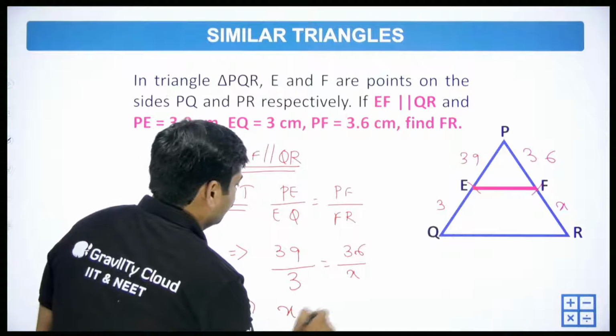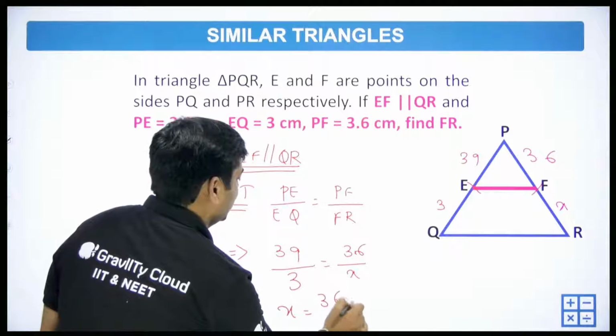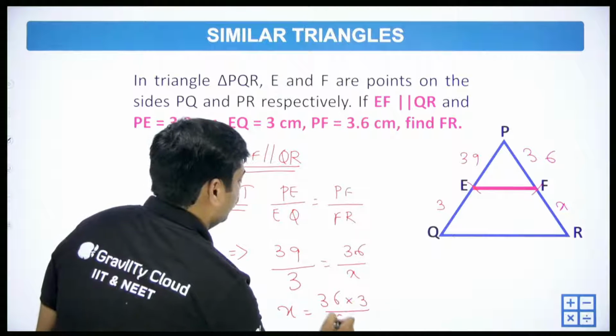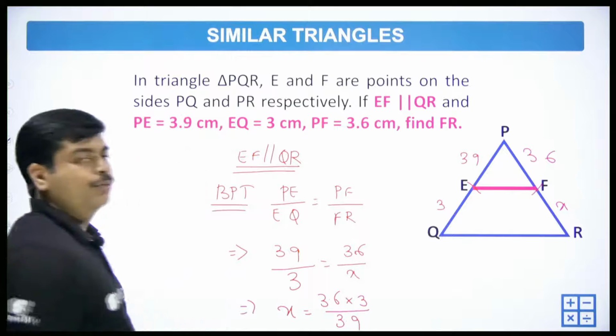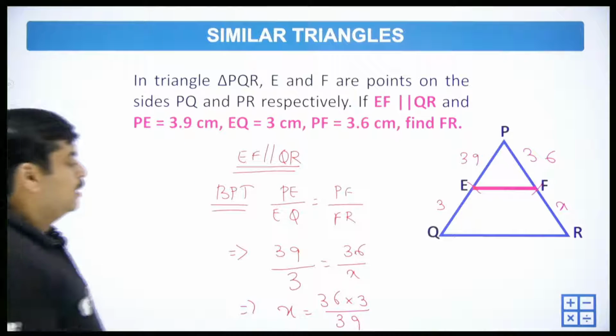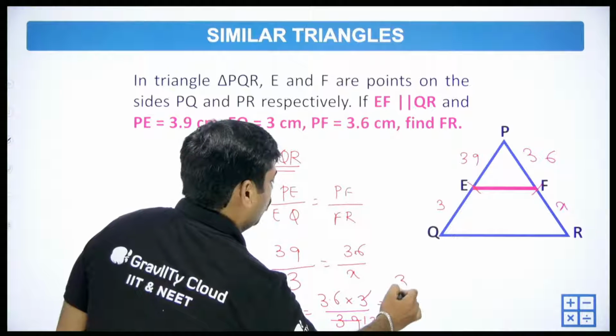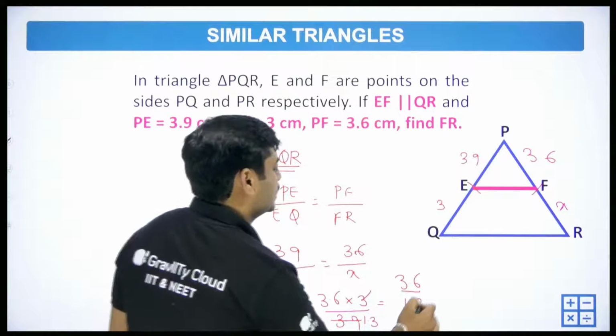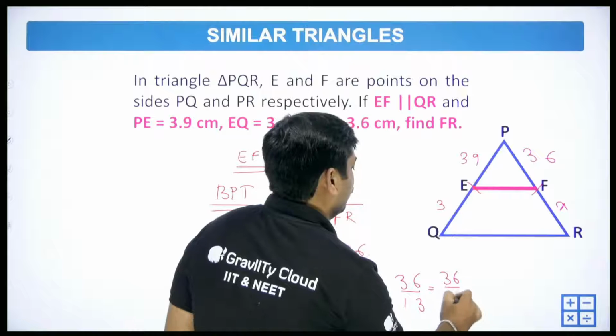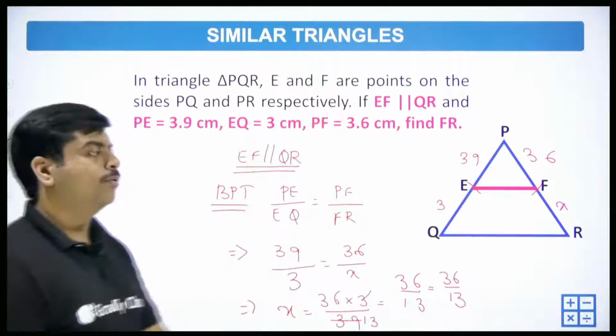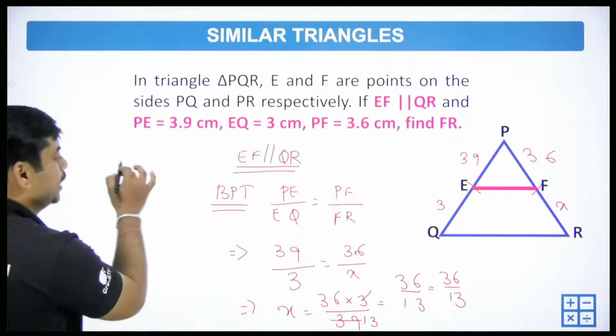So x is equal to 3.6 into 3 by 3.9. I think we can cancel the 3 ones, and this is 1.3. So 3.6 by 1.3, or it is like 36 by 13. We can leave it like this, or if you want a more specific value, you can divide 36 by 13.